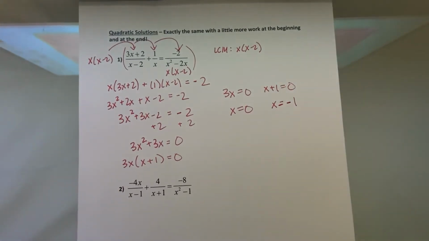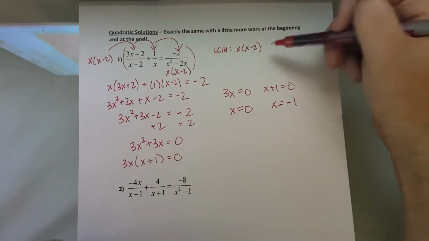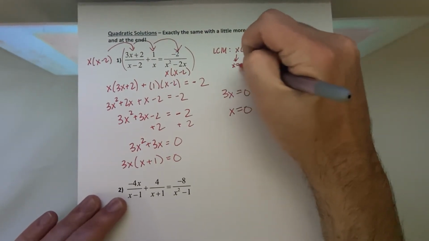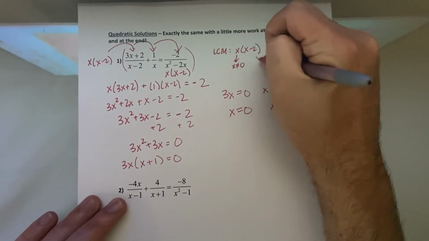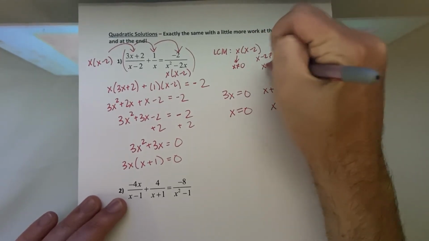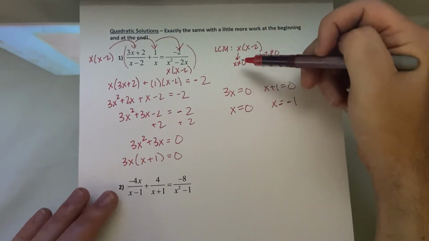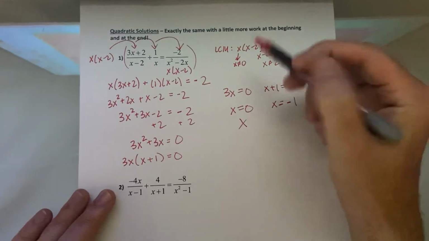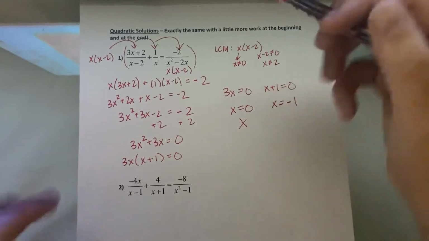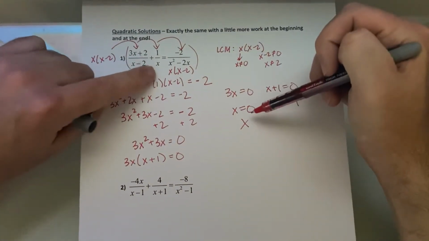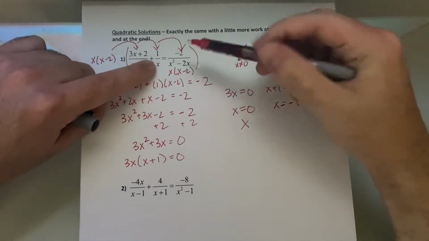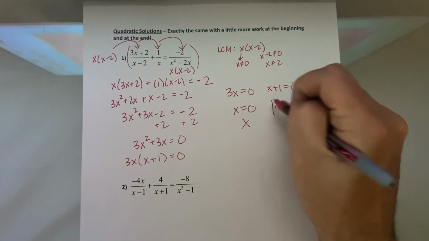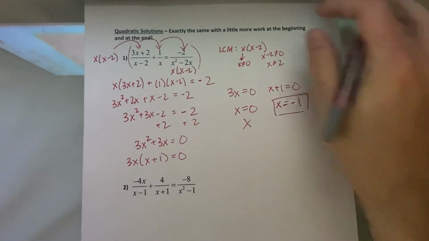Now notice we didn't check what values we're not allowed to have at the beginning, but if I look at my least common multiple here, I know that this one can't be equal to 0, and x minus 2 can't be equal to 0, so x can't be 2. So notice that one of my answers is a bad answer because it's not in the domain. The reason for this is if I try to plug in this 0, I get 1 over 0 here, which is undefined, and actually I get negative 2 over 0 on the other side, which is undefined. But negative 1 is fine, so we have just one answer.